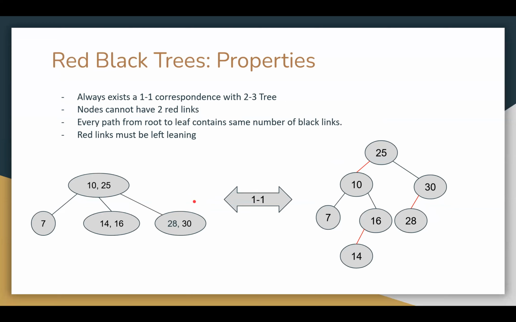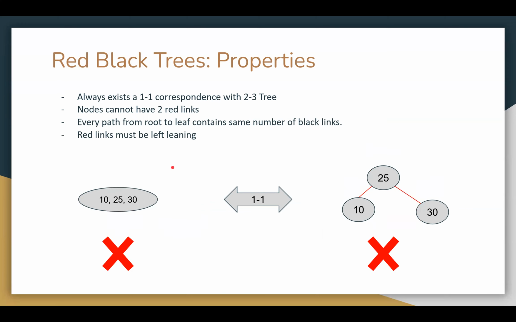Here are the properties of red-black trees. First of all, there is always a one-to-one correspondence with a 2-3 tree for a red-black tree. So if you have a red-black tree, you can always make one unique 2-3 tree from that red-black tree. Two, nodes cannot have two red links, because if we have two red links, that means we're merging three nodes together. As you can see here, if we have a node with two red links on the right, that will result in the three-item 2-3 tree on the left. That's illegal because that's three items, and we have at most 2 items within 2-3 trees.